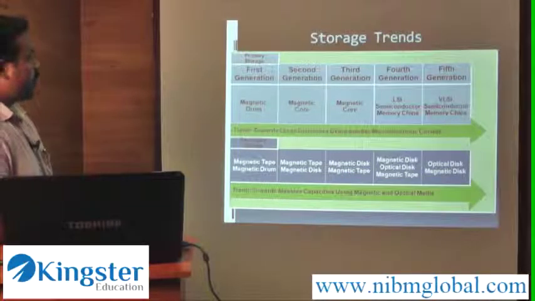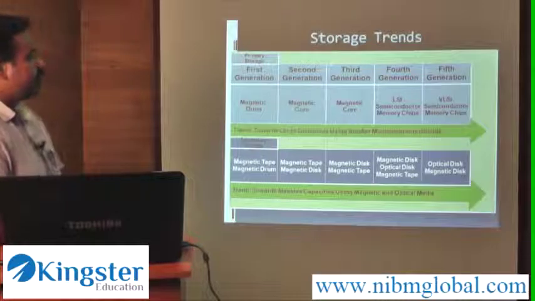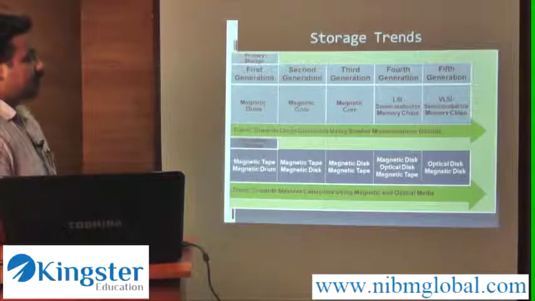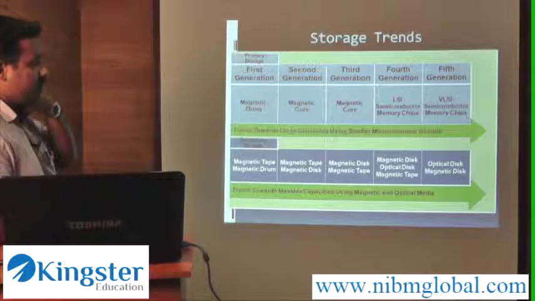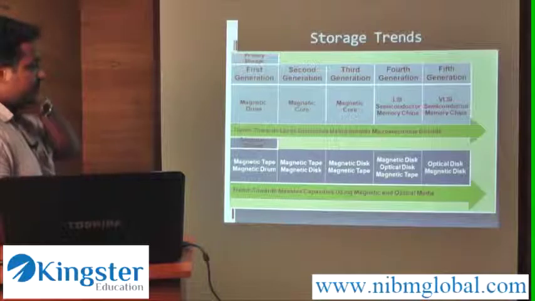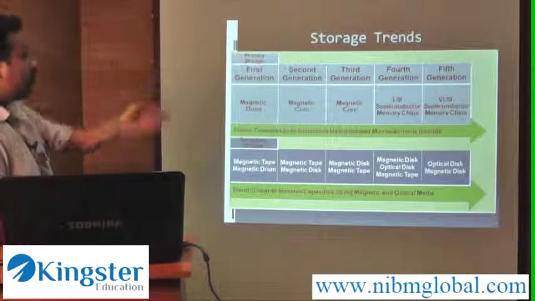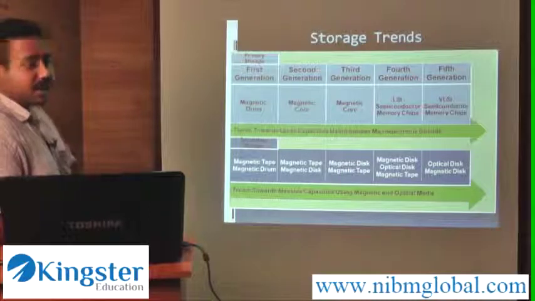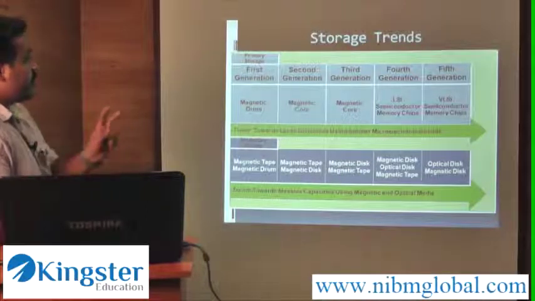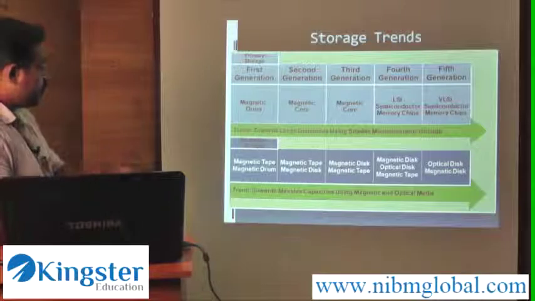Second generation included magnetic core. Third generation also continued with magnetic core. Fourth generation, large scale integration, semiconductor memory chips, the fifth generation had very large scale integration with semiconductor memory chips. Another advancement, another trend that has come is that the size of the storage devices has come down.